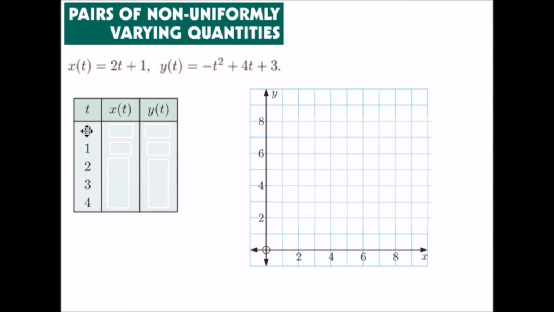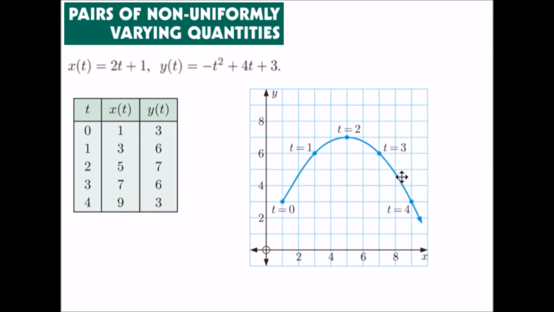if we were to begin with t equals 0, we've got 0 plus 1, we end up with 1 as the x value initially. And if we were to let t equals 0 in y, we end up with 3. So our first point is (1, 3). Next point, if t equals 1, we'll get 2 plus 1 is 3, and we'll get 6 for the y value. And if we make those substitutions, we end up with these values. If we were to graph them, we end up with a curve.